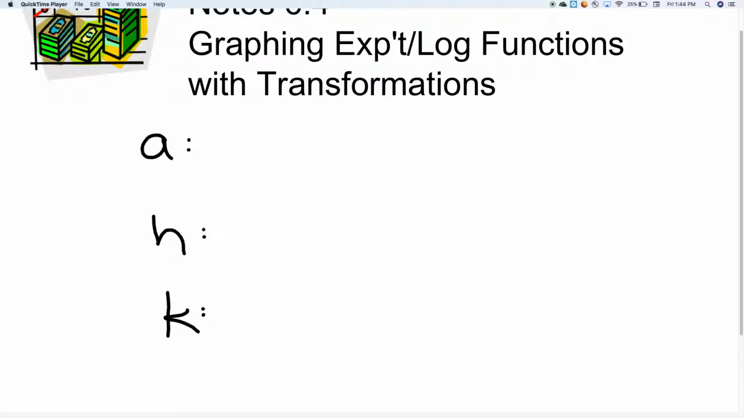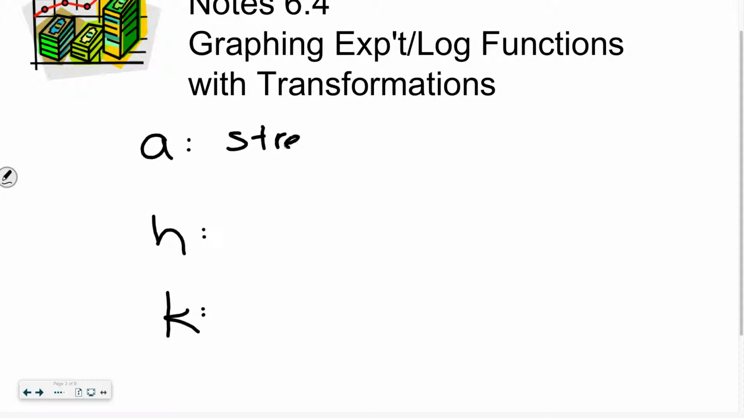Okay, conversations are dying down, so help me out. Mason, what's something your group talked about for transformations? A determines if it's a stretch or shrink. Okay, yeah. This A is stretch or shrink.